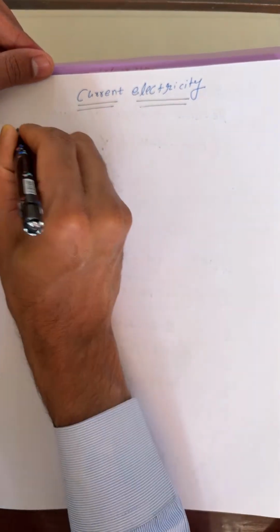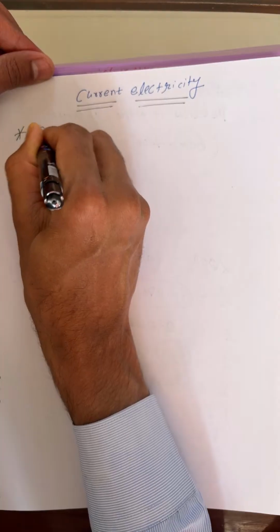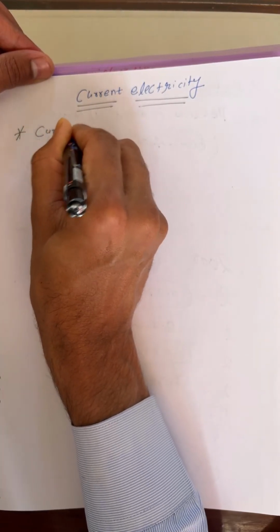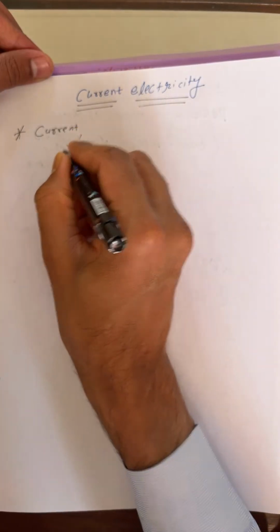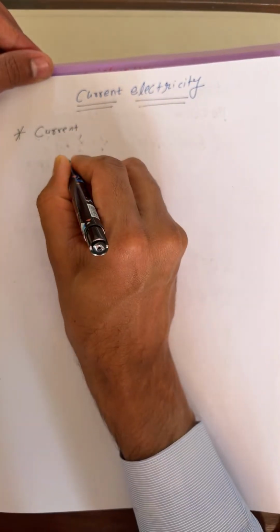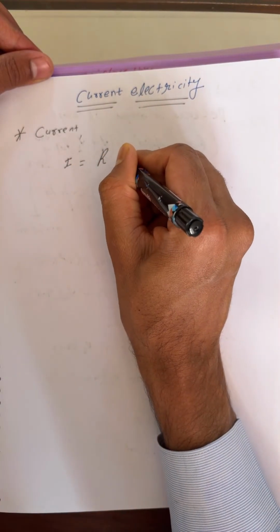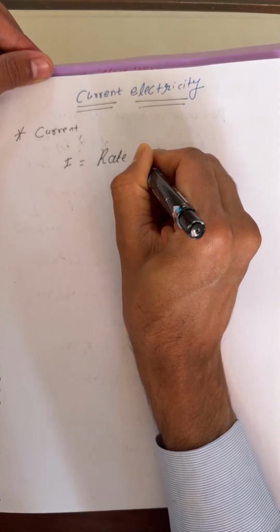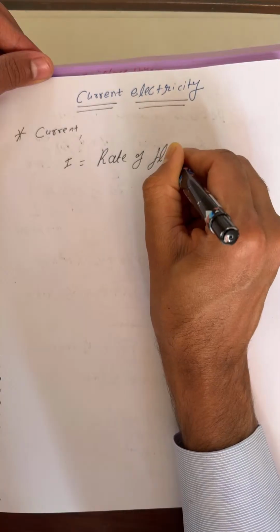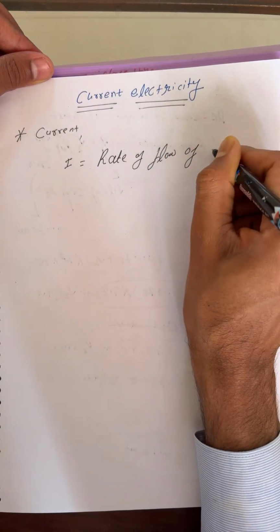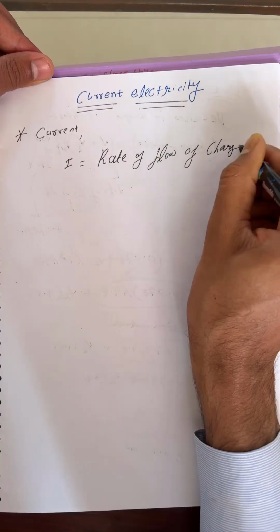Students, in current electricity, I'm going to discuss this now. I'll go slowly. So first, students, I wanted to tell everyone what current is. Mathematically you can write current is represented by I, and it is the rate of flow of charge.